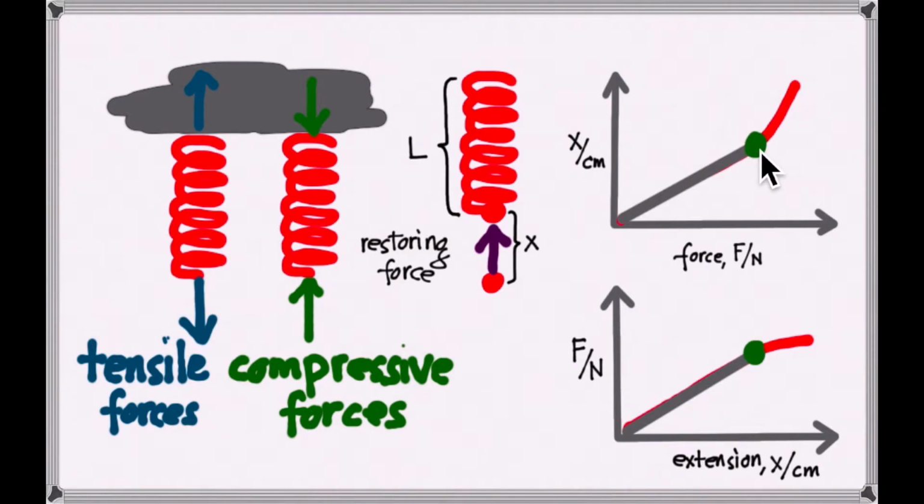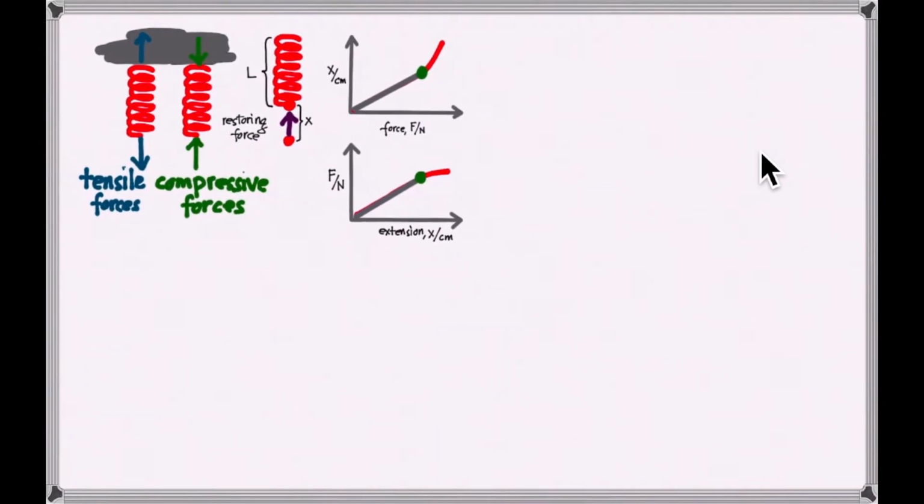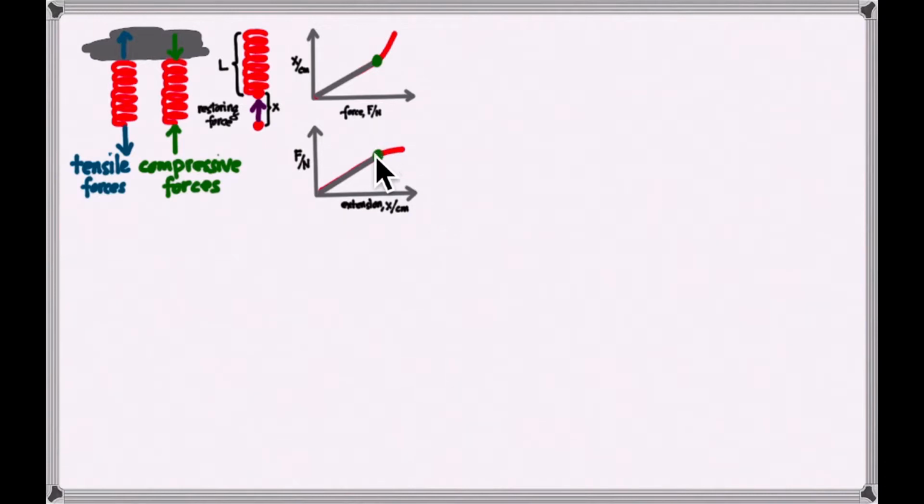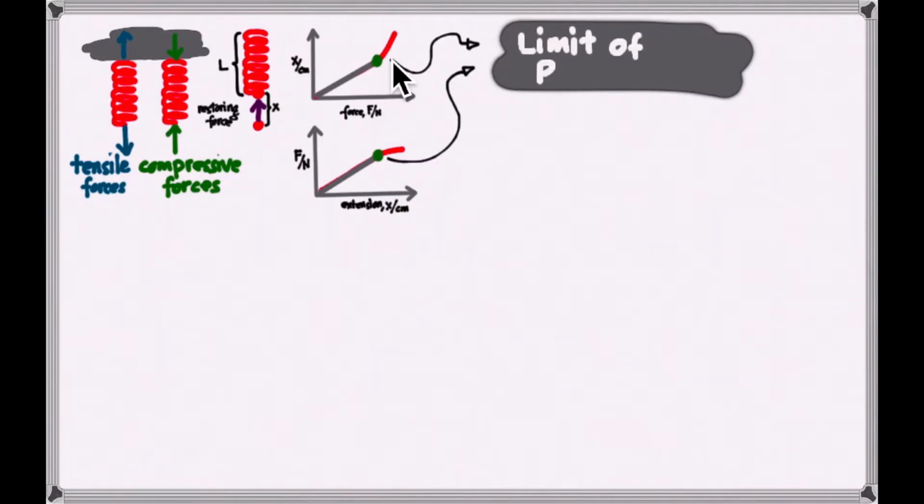This point, guys, is called limit of proportionality. Alright, hold on, let's place this first here. Okay, so this point and this point, limit of proportionality. The direct proportionality relationship from the graph only applies before this point. Beyond the point, the relationship between force and extension is going to be different.